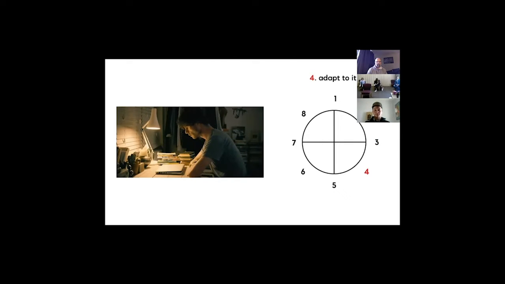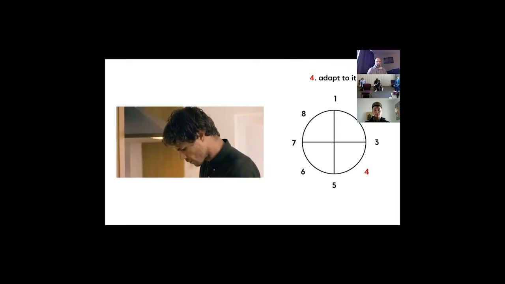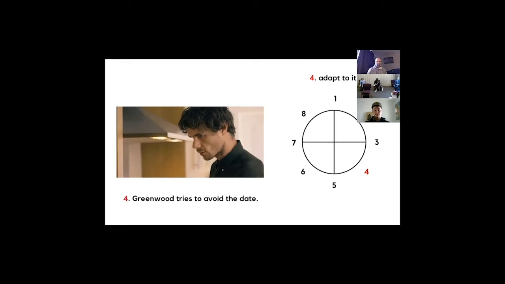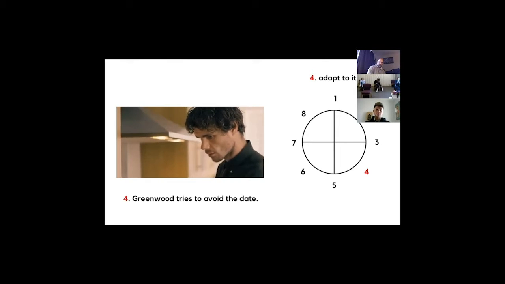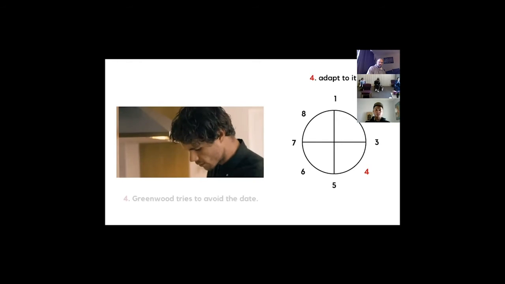So now we move to 4. Greenwood must adapt to this new situation. Now that we know who Greenwood is, we understand how he would react. At first, he simply doesn't want to respond. He wants to go on the date, yet he doesn't want to reveal that he has a stutter. He wants connection, but feels completely constricted.